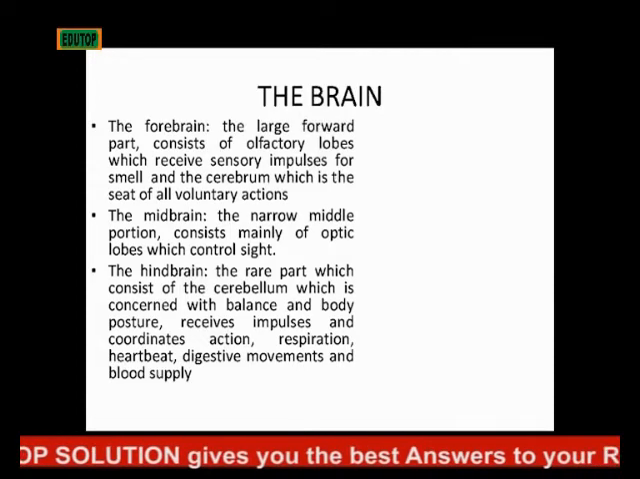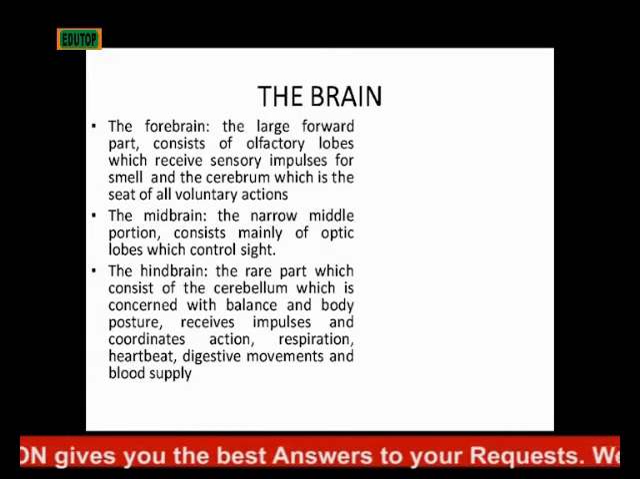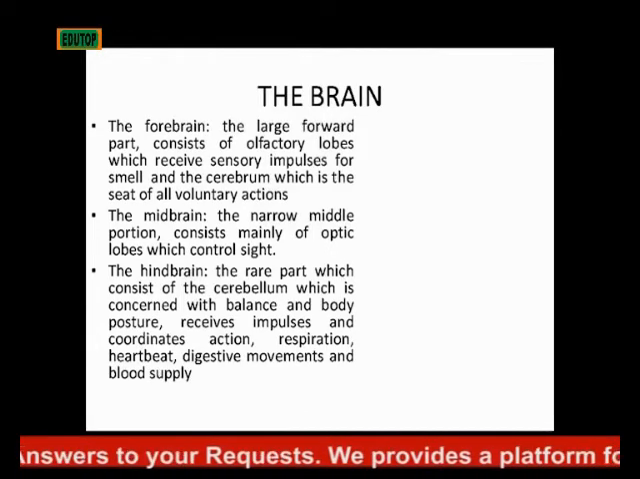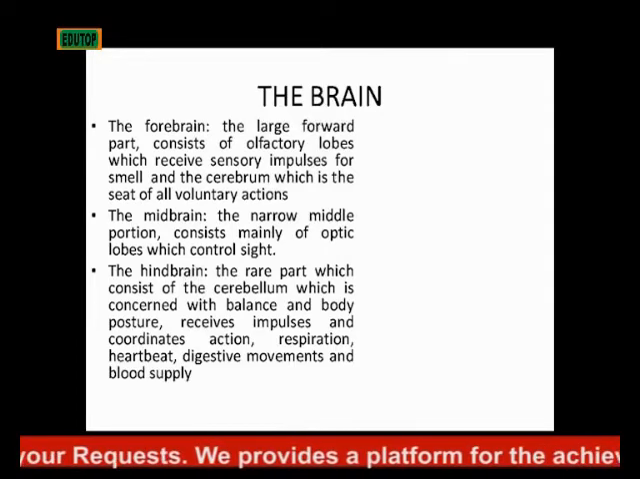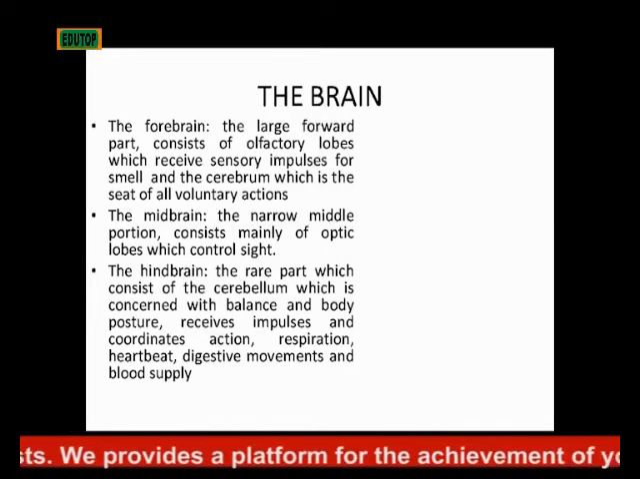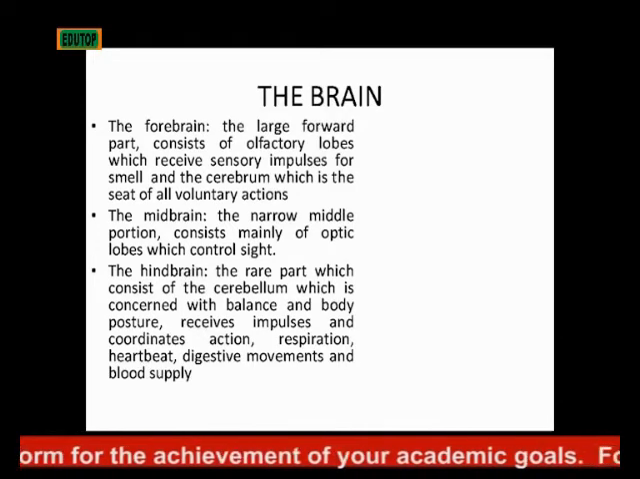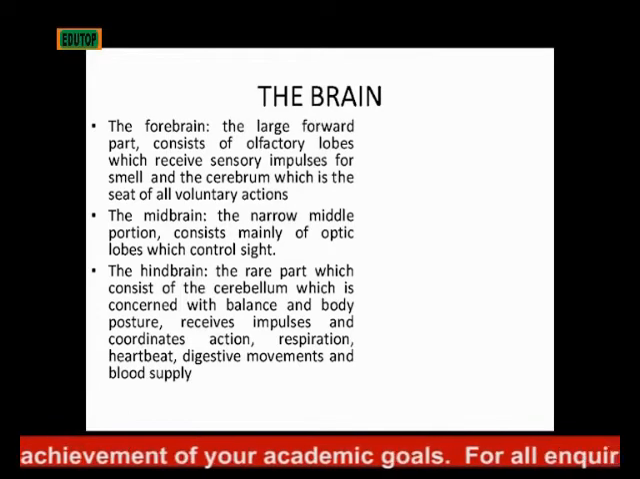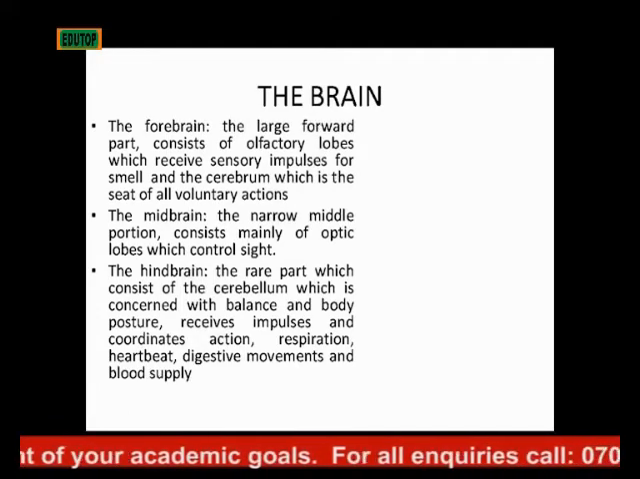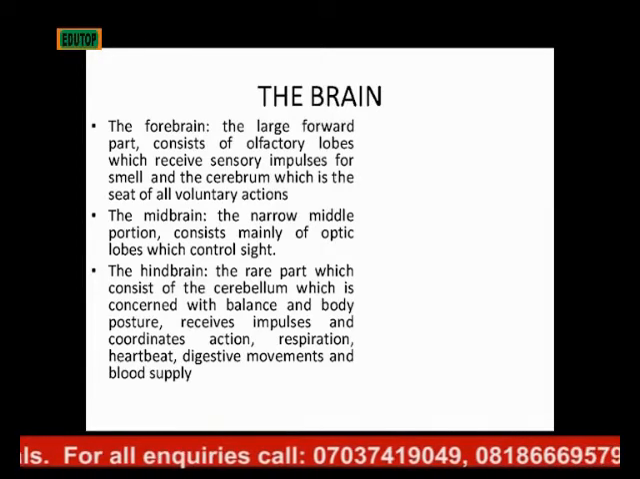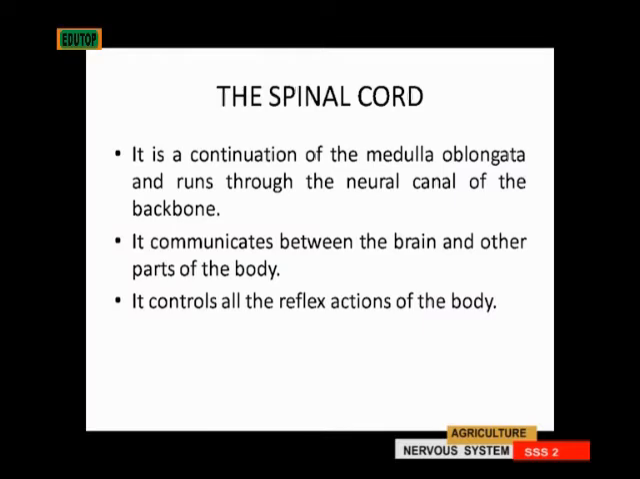Then the midbrain is the narrow middle portion, which consists mainly of the optic lobe that controls your sight. So the midbrain is the one that controls the sight. Then we have the hindbrain, which is the rear part of the brain, which consists of the cerebellum, which is concerned with balance, body posture, and it receives impulses and coordinates actions, respiration, digestive movements, heartbeat, and blood supply. That's the cerebellum. It is found at the hindbrain. Now that is that for the brain.